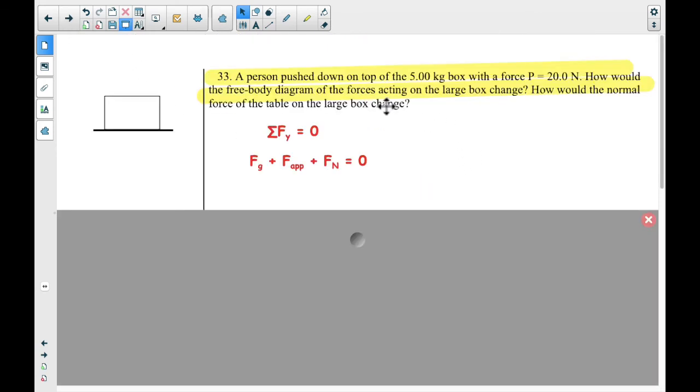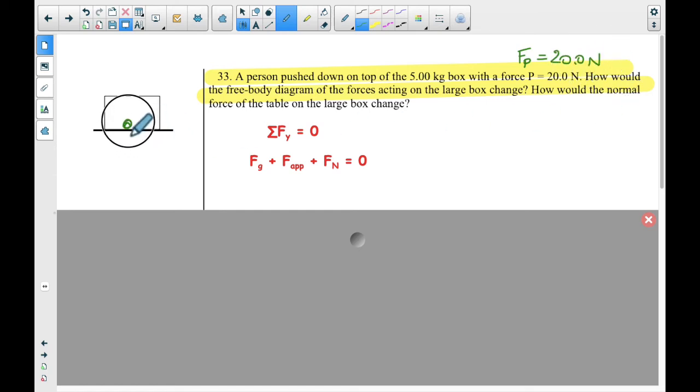Okay, first of all, on your copy, I think this somehow came off with the formatting, so take a minute to maybe include that into your notes. A person pushed down on the top of the box with a force of 20 newtons. How would the free body diagram of the forces change? I'm actually going to call that, instead of P, F sub P. Again, different textbooks do it differently, but in the AP world, almost all of our forces we're going to use F and then a subscript for it. So that's the force of a push, so the force of the push being 20 newtons.